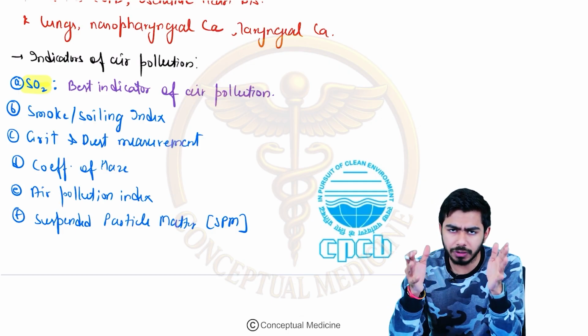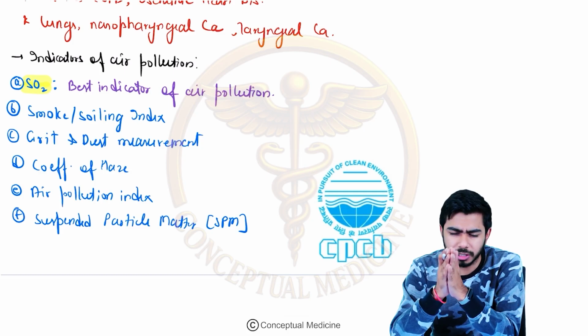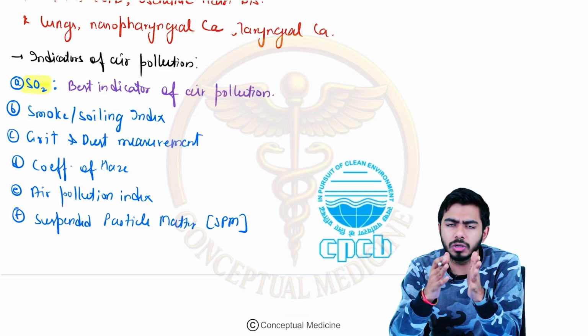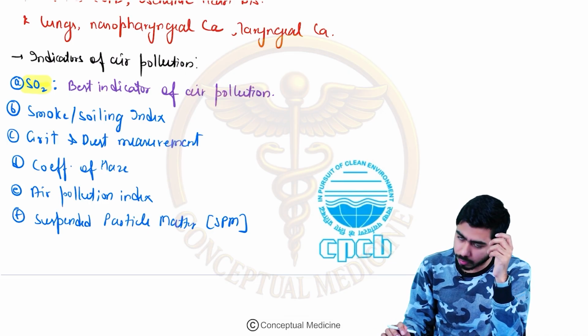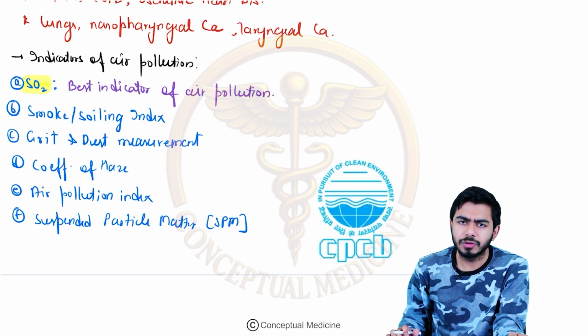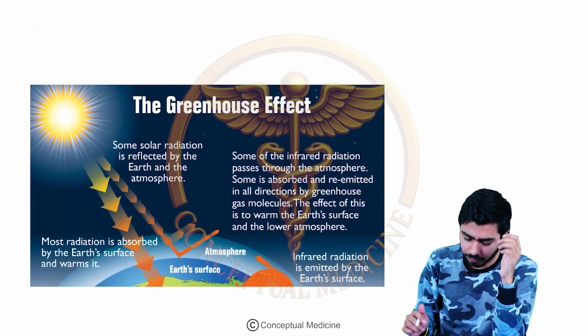And here we are having a body which is working, that is the National Air Quality Program. It is actually controlled under the CPCB, or sponsored by the CPCB. Okay, so Central Pollution Control Board. Once we have talked about that, now we shall move on to the greenhouse effect, guys.